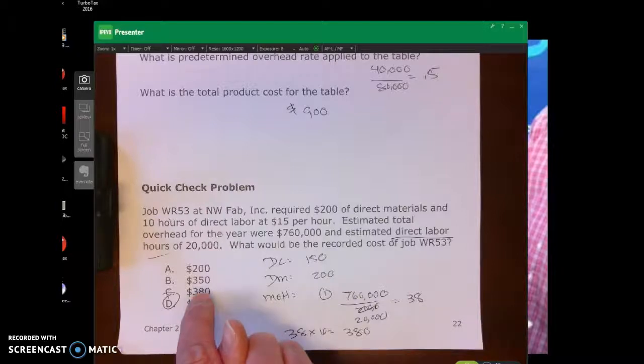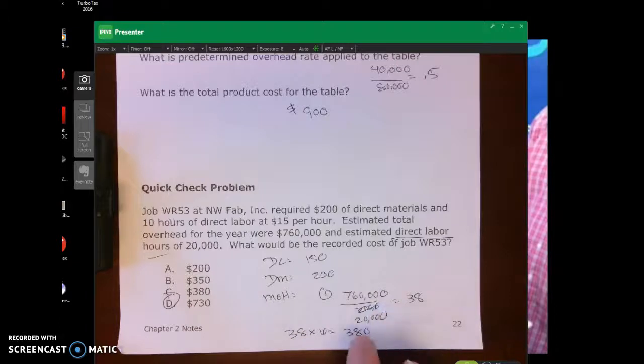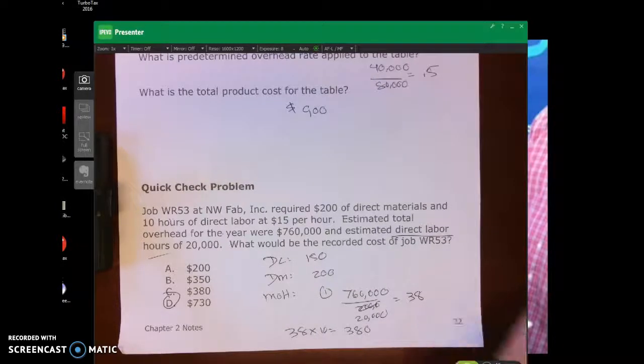You can see right over here I do have 380 as one of the answers, but that is only the overhead. That's not the total cost. The total cost of the job is always equal to labor plus overhead plus materials. Okay? So let's move on to page 23 of your notes, looking at some journal entries.